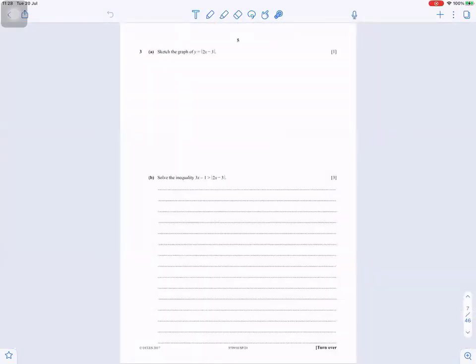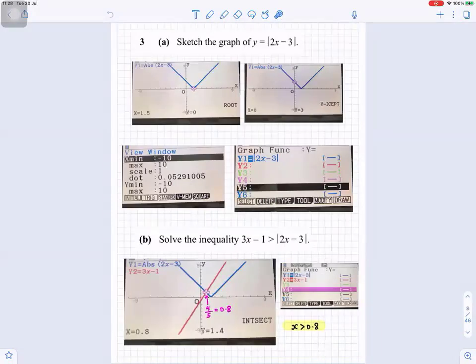Question 3. Sketch the graph of y equals modulus of 2x minus 3. And then you go to part b as well. So in the graphics calculator, you put in 2x minus 3. The x-axis goes from minus 10 up to plus 10. The y-axis goes from minus 10 up to plus 10. And that will give you the shape of the graph.